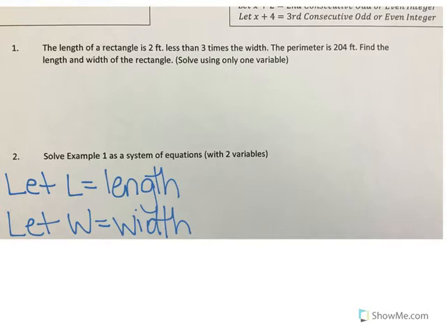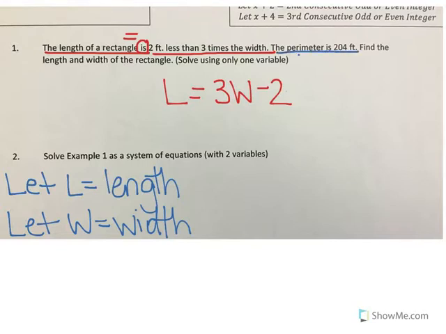So, if we look back to problem 1, where it says the length of a rectangle is 2 feet less than 3 times the width, well, that is going to be L equals 3 times W minus 2. So that's the one equation. And the other equation that we have is from the second sentence where it says the perimeter is 204 feet. So that's going to be 2L plus 2W equals 204.